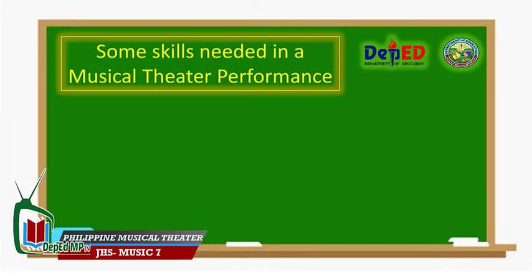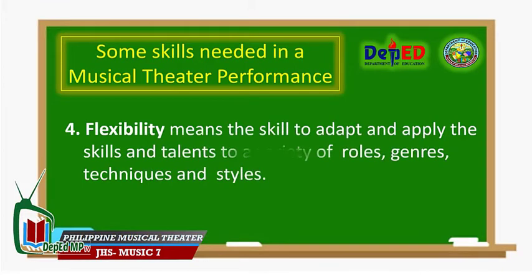Another skill needed in musical theater performance is flexibility. Flexibility means the skill to adapt and apply the skills and talents to a variety of roles, genres, techniques, and styles. This means you are not stuck in one corner doing the same strategy or work. Example, in your first role, you are a crazy person. On the second role, you are a beggar. And on the third role, you are a king or queen.